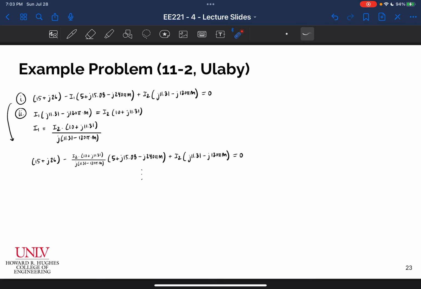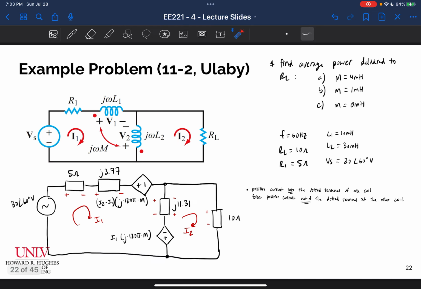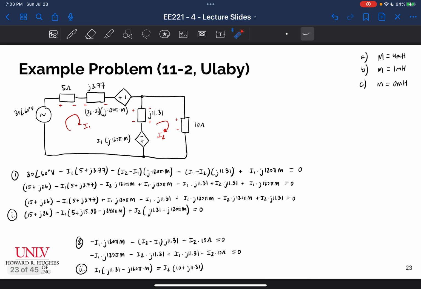But the point of this class is not to just chomp through algebra. The point is to understand the concept. So if you understand how we got from here to here with the dot convention, I think that that's good enough, and you don't need to worry too much more about this problem. So I'm going to go ahead and end this video. Just wanted to make that clear that I'm not going to spend all this time trying to wrap up this algebra. I'm just going to call it here.